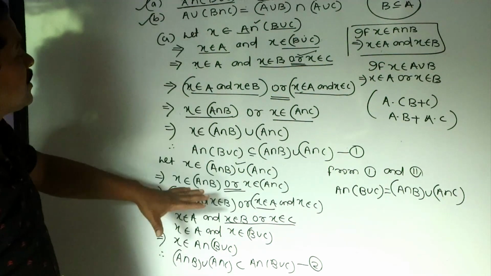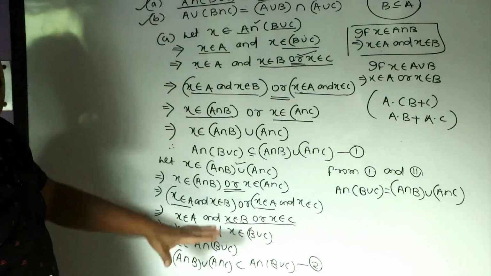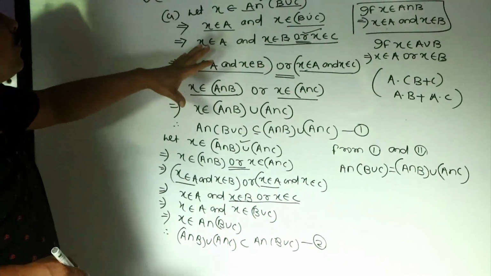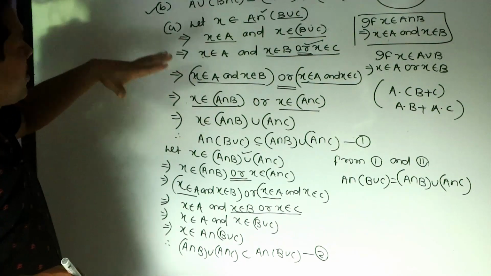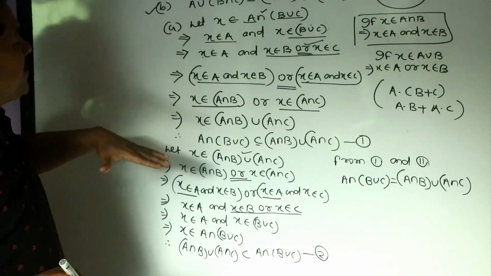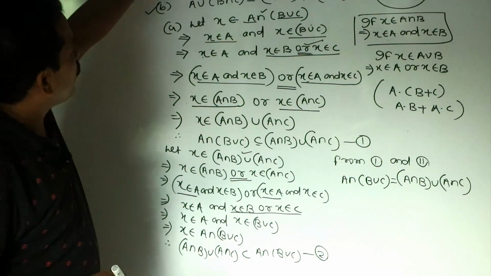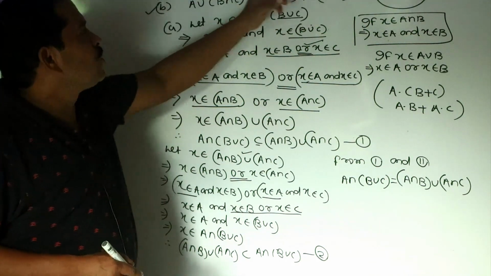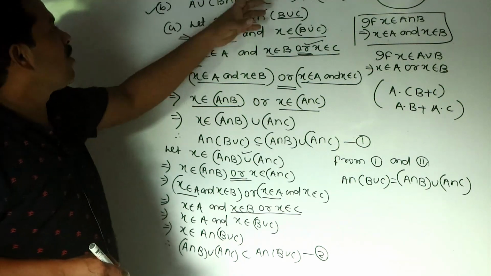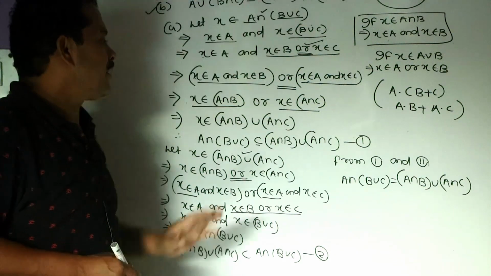That is the process. That is known as the process of algebra. In this way we have to prove. In particular cases you cannot prove. You have to take x as an arbitrary element and first you show that this set is a subset of this set. Again this set is also a subset of this set. Then we can conclude that this set is equal to this set.